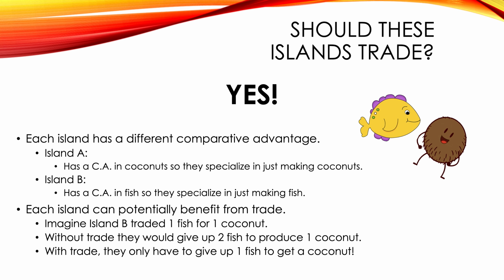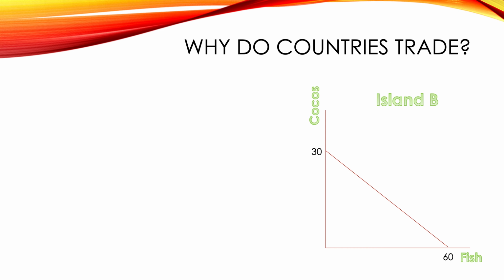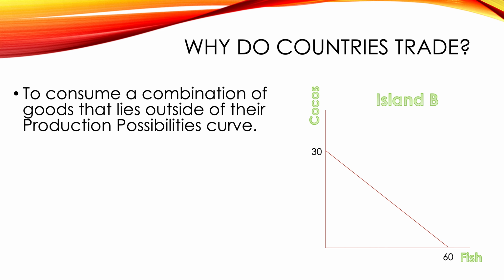And well, why does lowering costs matter? Lowering costs matters because it can allow us to consume more stuff, right? If things aren't as expensive, it means we can get more stuff. So the simple answer to why countries trade is to be able to consume outside of their production possibilities curve, right?